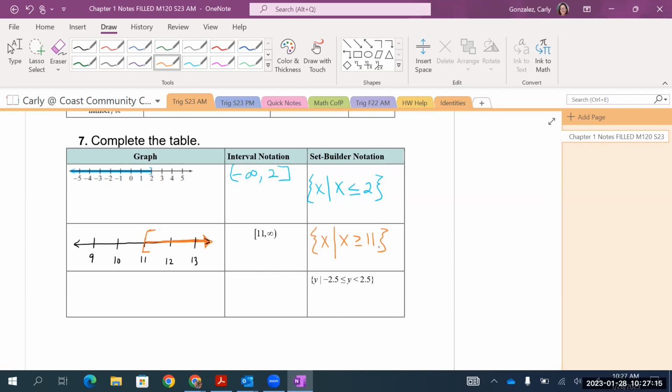Last one here, we have all real numbers y such that negative 2.5 is less than or equal to y, which is less than 2.5. So let's go ahead. I'll work kind of backwards on this. Let's go from the interval notation. No, I'll go to the graph. I like to visualize it on the graph and then go to interval notation.